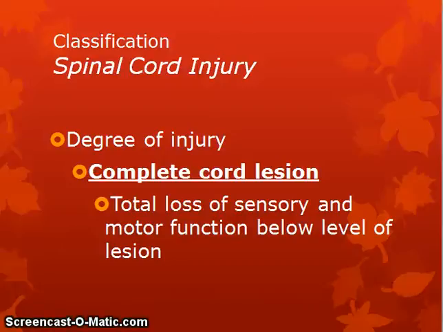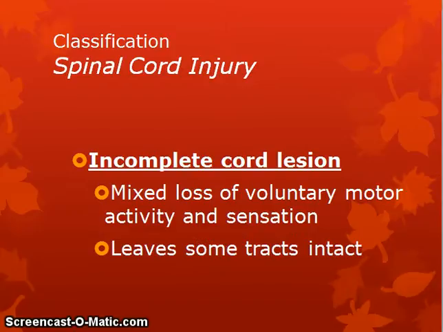Okay, so next up we're going to talk about the degree of injury. The easiest one to remember is a complete cord lesion. That just means that the cord gets completely disrupted. It's either sliced apart or completely smashed, so that at whatever area of injury you've lost all function. They have no sensory or motor function below the level of the injury any longer.